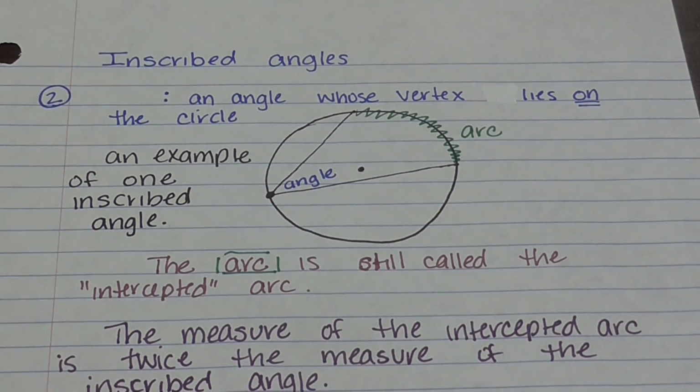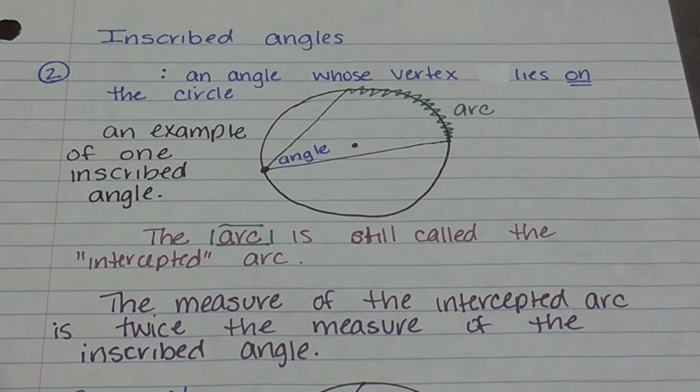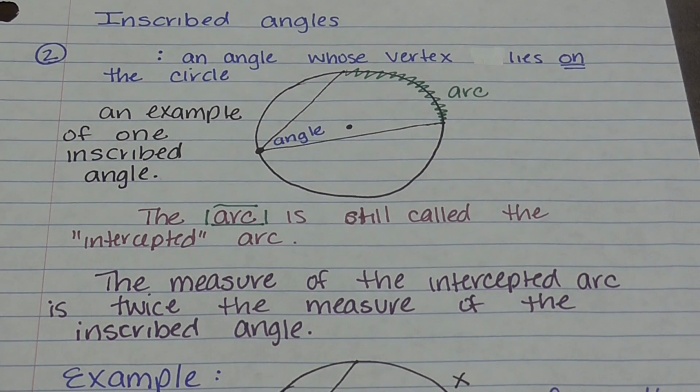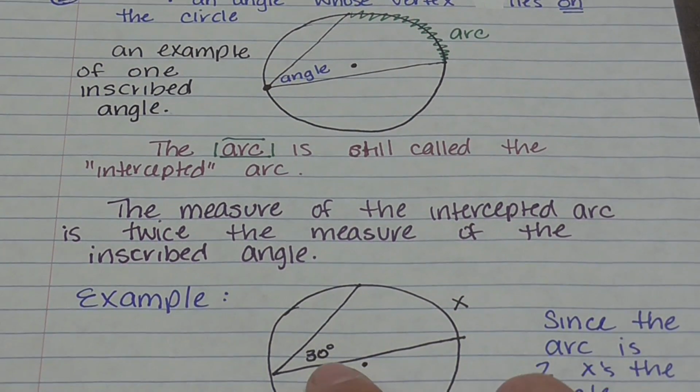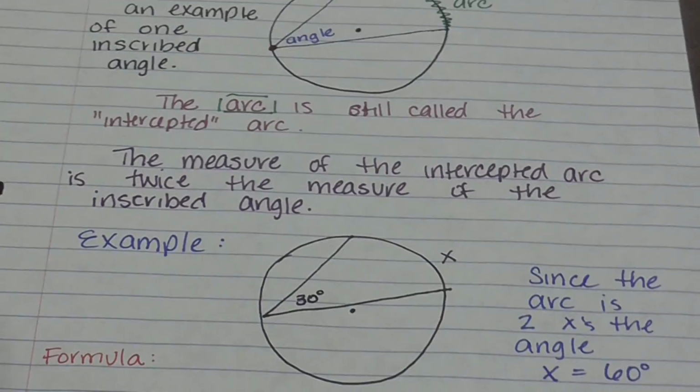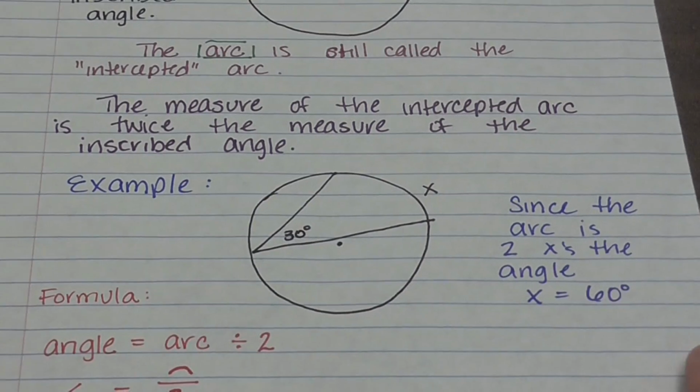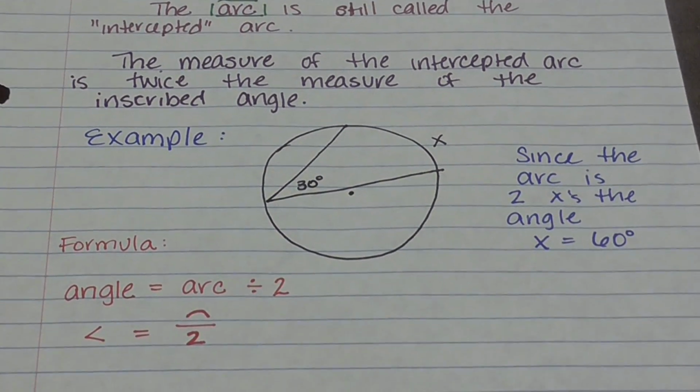The arc is still called the intercepted arc, and in fact every time an angle intercepts an arc, it's the intercepted arc. The measure of the intercepted arc is twice the measure of the inscribed angle. So if you have an inscribed angle of 30 degrees, the arc, which is across the circle, is 2 times the measure of the angle, so the arc is 60 degrees.